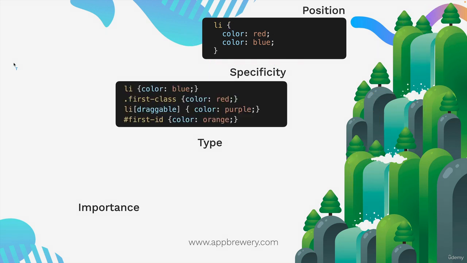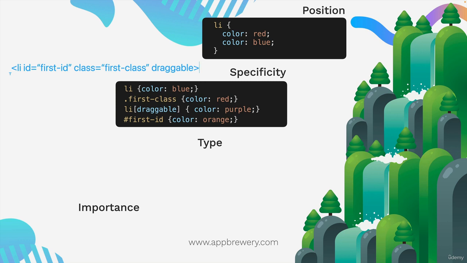Now, the next category is the specificity. And CSS specificity refers to how specific a selector is in terms of the elements that you're applying the CSS rule to. As an example, let's say we create a list item element and we give it an ID that's equal to first ID, and then we give it a class that's equal to first class. And then finally, we give it the attribute of draggable as well.